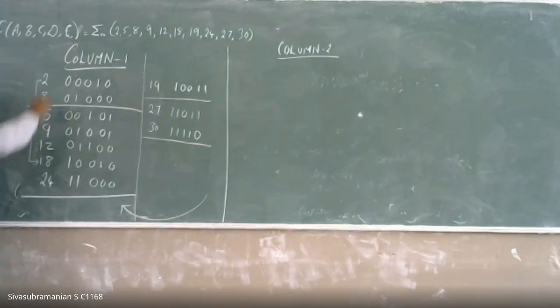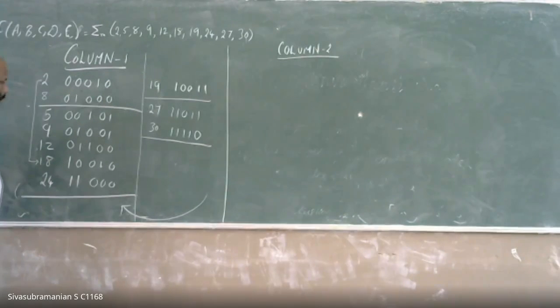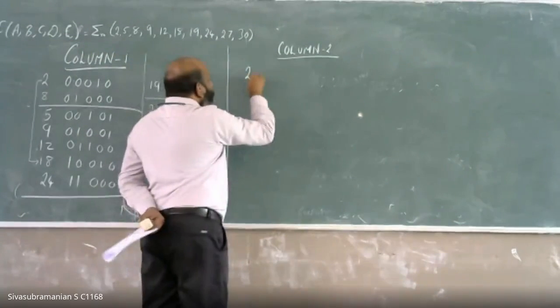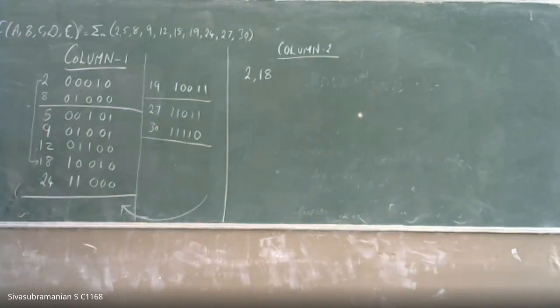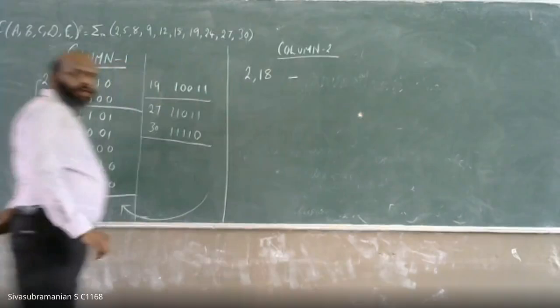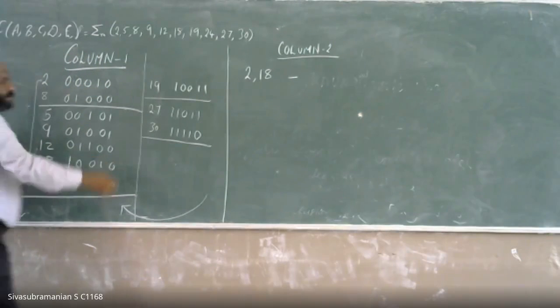So what I will do is consider this as my first element in my column: 2 comma 18. Under that 2 comma 18, what is the value? Which bit is having a variation? 0 and 1, maybe the first bit is having a variation. So I will put the reference as dash. The other 4 bits I will write as 0, 0, 1, 0.